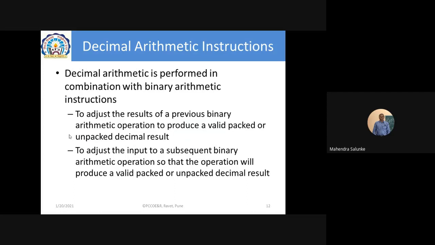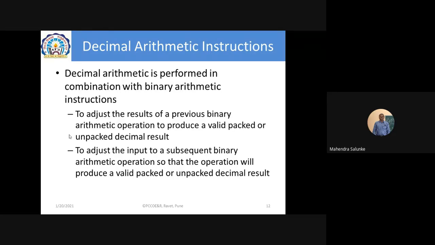Now let's go for the decimal arithmetic instructions. Very interesting one. In real life we generally use decimal numbers. Whenever the data is in the form of decimal, or if we want that data to be converted into decimal, this set of instructions is used. It is used along with the binary arithmetic instructions, mainly to adjust the results after or before the calculation, to produce valid packed or unpacked decimal results from the previous binary arithmetic operation.